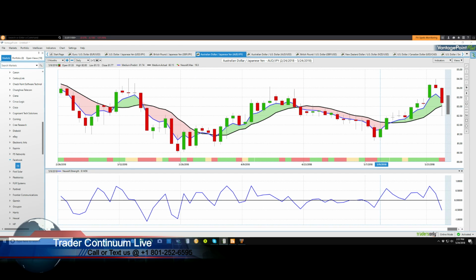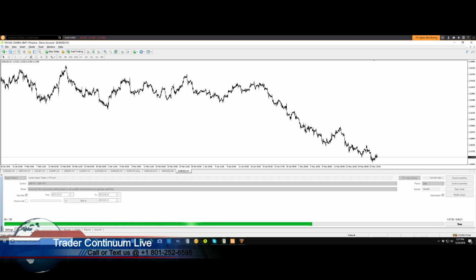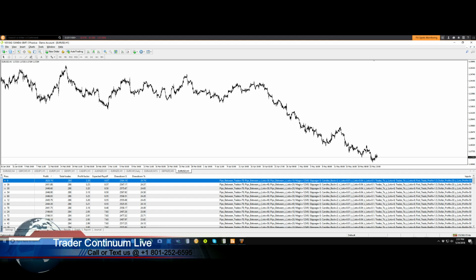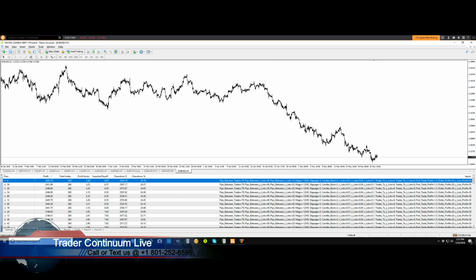Let me bring back my chart and let me bring up my MetaTrader 4 platform. By the way, I'm testing out brand new settings on the levels hyper trader for the British pound Japanese yen. And we'll see how that actually ends up turning out. Because so far it's been working pretty good.